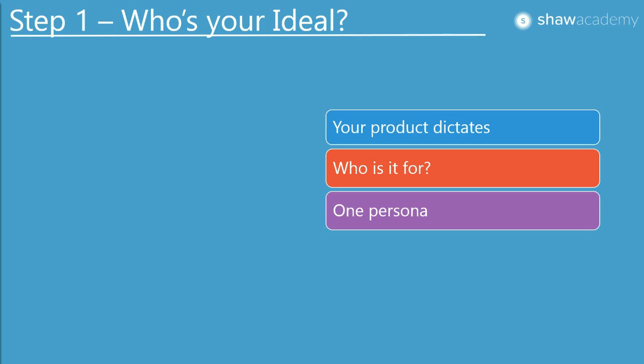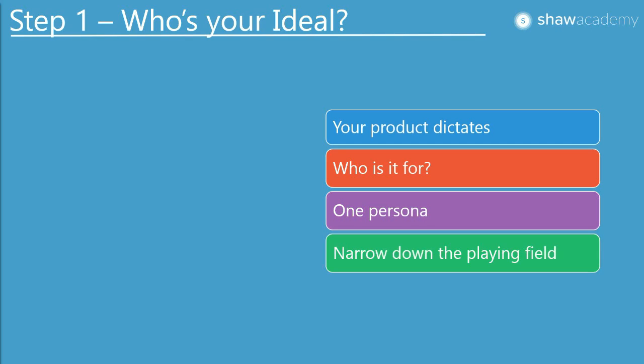So guys, start off with one persona. I know we talk about buyer personas. Start off with one persona, one ideal person who would be the top customer to buy your product. And we'll expand on it a little bit later.